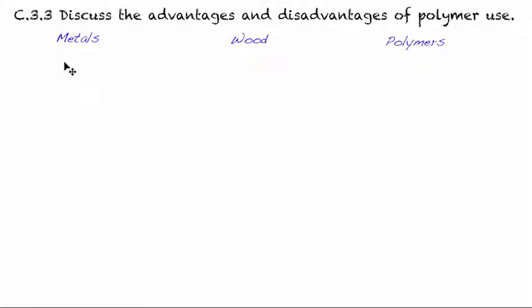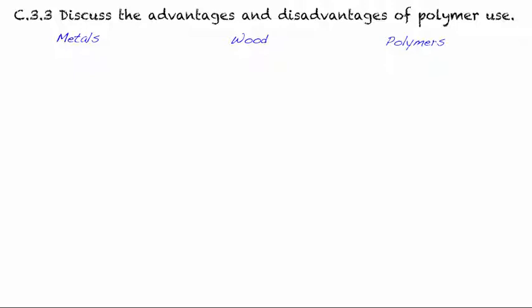Here we're going to discuss the advantages and disadvantages of polymer use. Two sort of types of questions. Sometimes they ask you to compare them to other traditional materials like metals and wood, and then other times they just ask you for general advantages and disadvantages. So first we'll start with the first type of question.